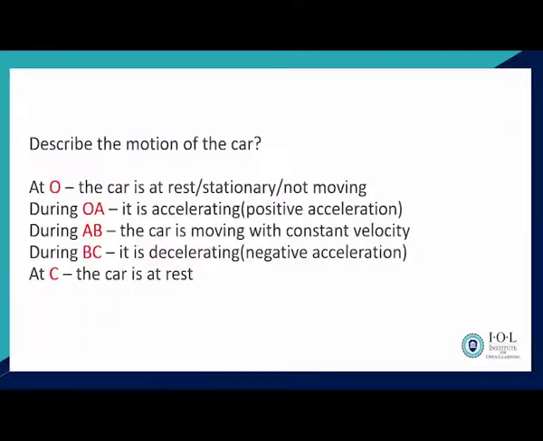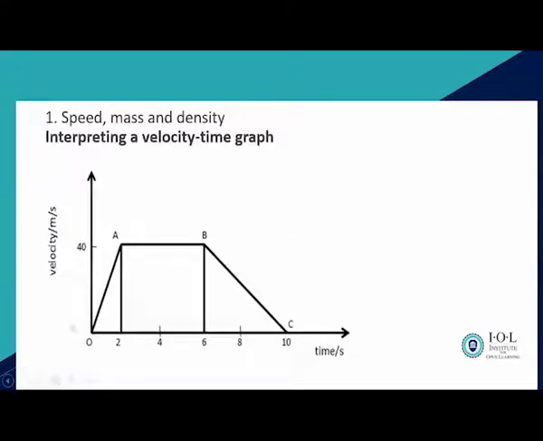Then during OA, the object is accelerating, and that is a positive acceleration from 0 to A. We can also describe that the object here is moving with a constant acceleration. When this part of the graph is a straight line, then we describe the journey as constant acceleration.